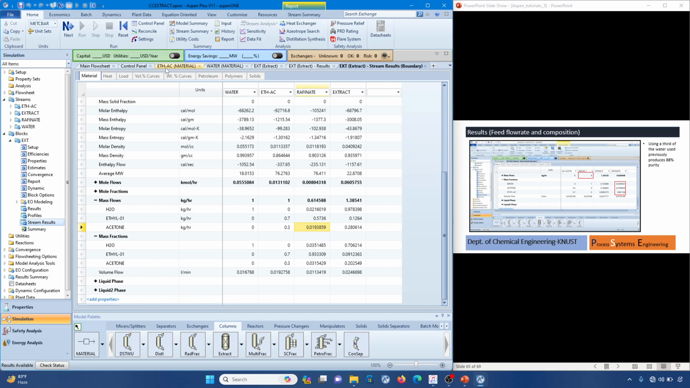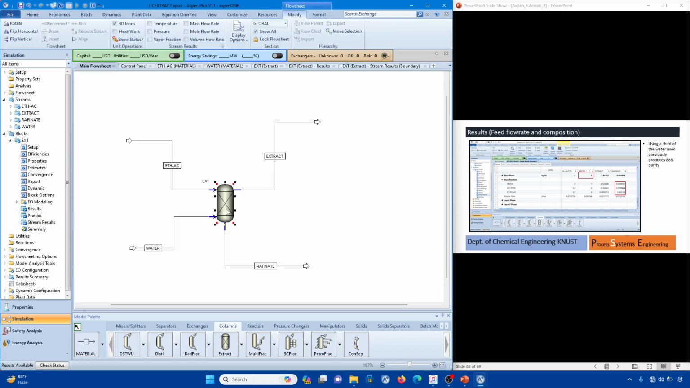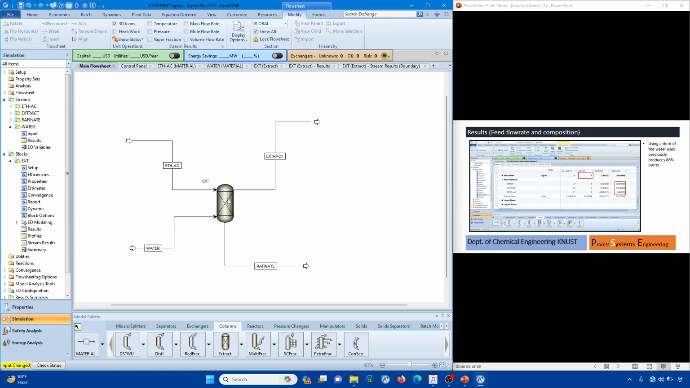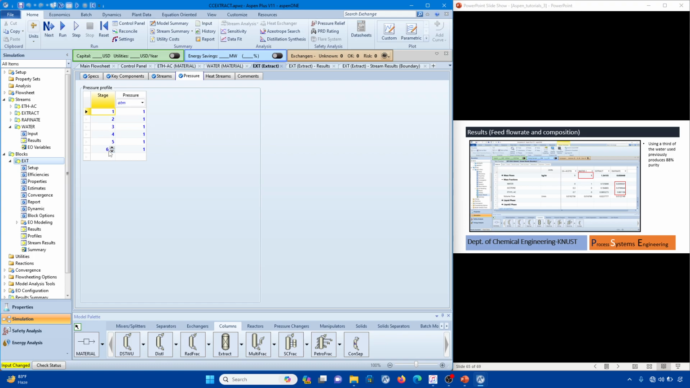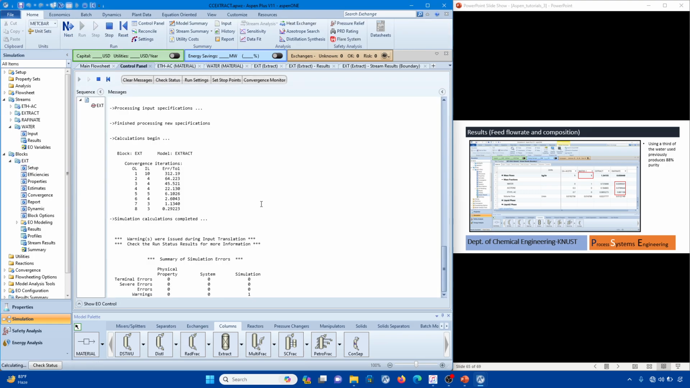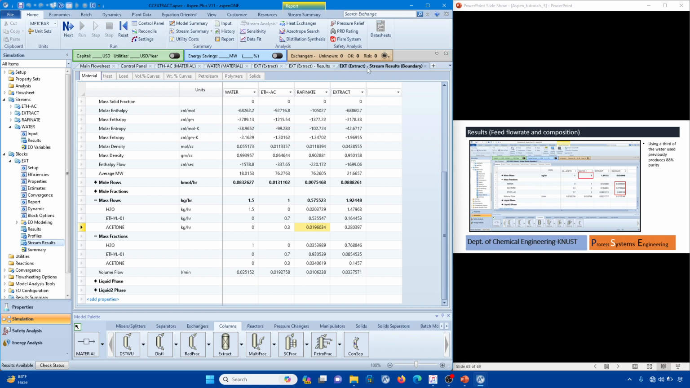Alternatively, we could increase the flow rate of the water. Say, use half of what we were using in the first place. So increase the flow rate to 1.5 kilograms. And then use the 3-stage process. So drop the number of stages. And then we should be able to run this as well and look at the results.